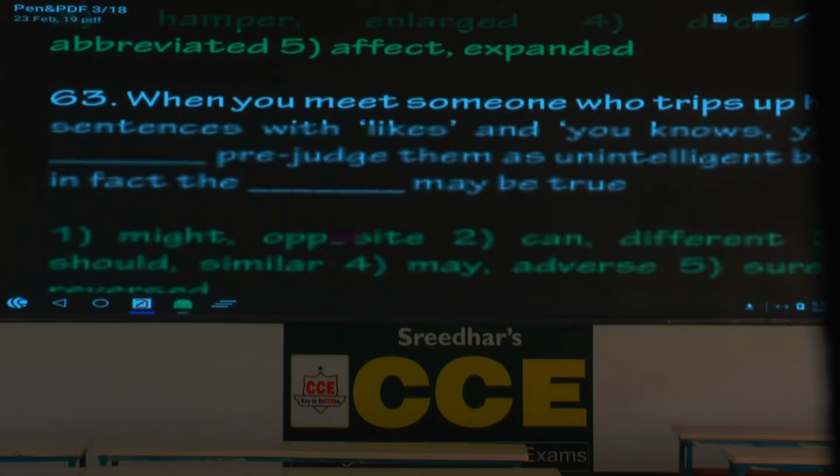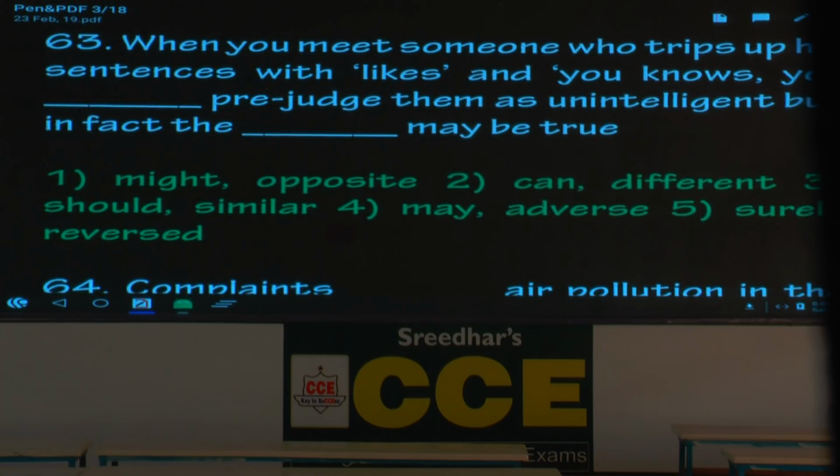Now, what is the question number? Shall I read question number 63? When you meet someone who trips up his sentences with likes and you knows, you prejudge them as unintelligent, but in fact, they may be true. Again, before I saw the options, one word popped up. In fact, the opposite may be true. This is a standard expression.